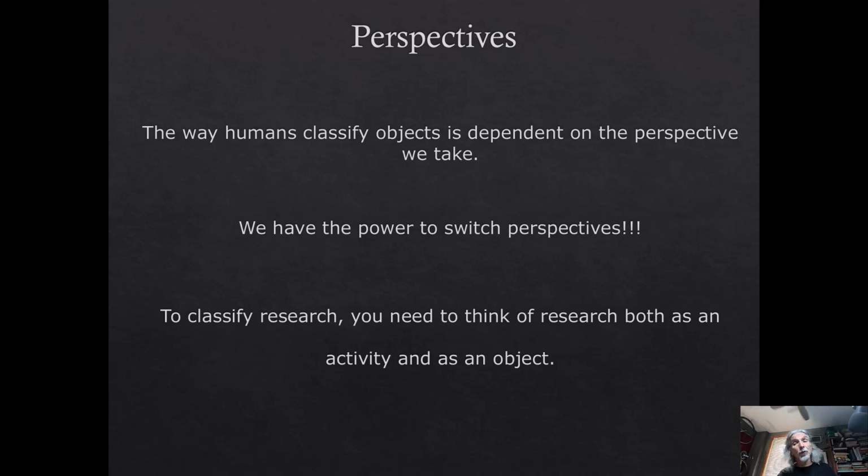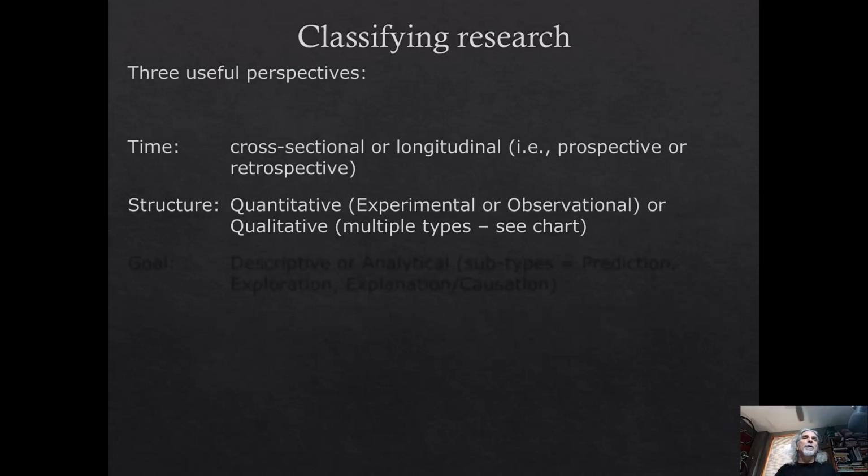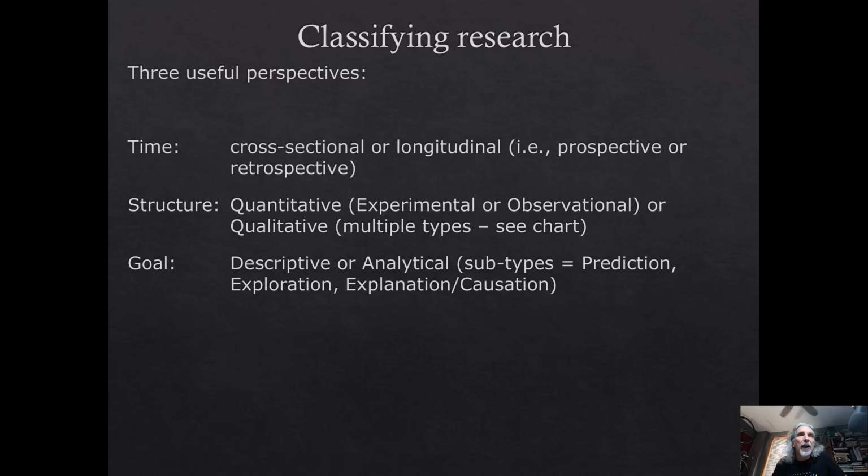Now, in order to do this, we have to think of research not as an activity, but also as an object. And so that's going to be really important. That's again, taking a perspective. All right, 3 useful perspectives. I'm going to go right through: time, structure, and goal.